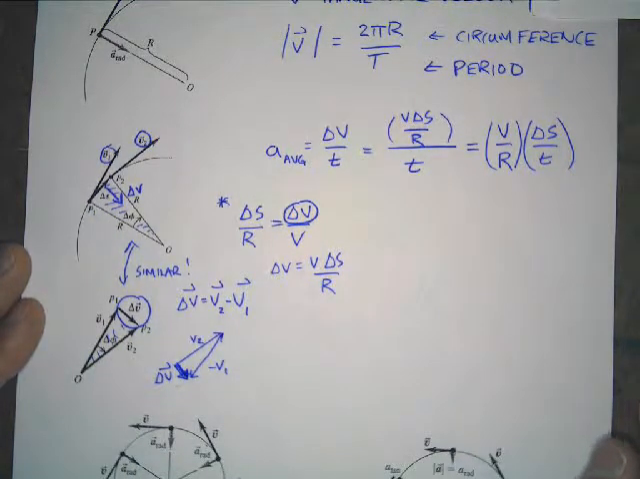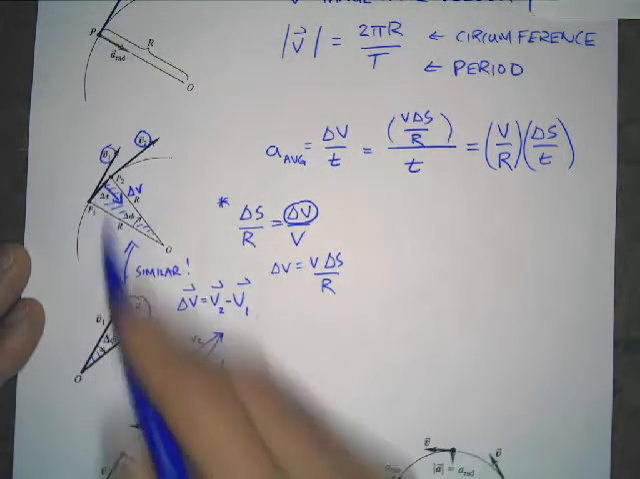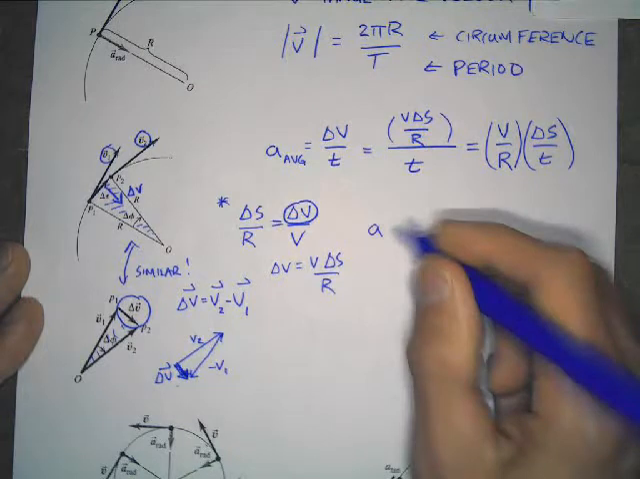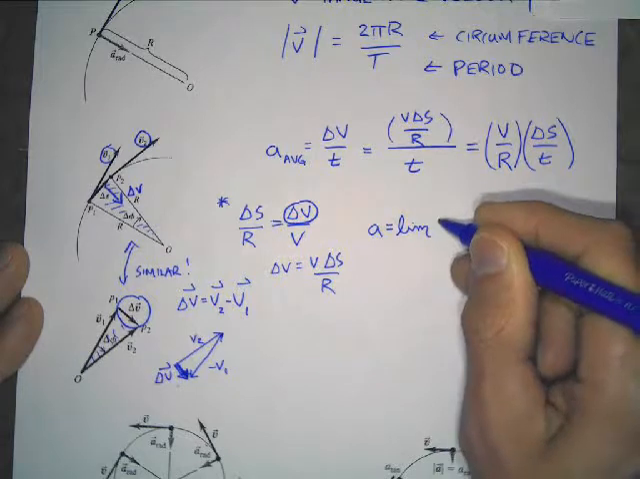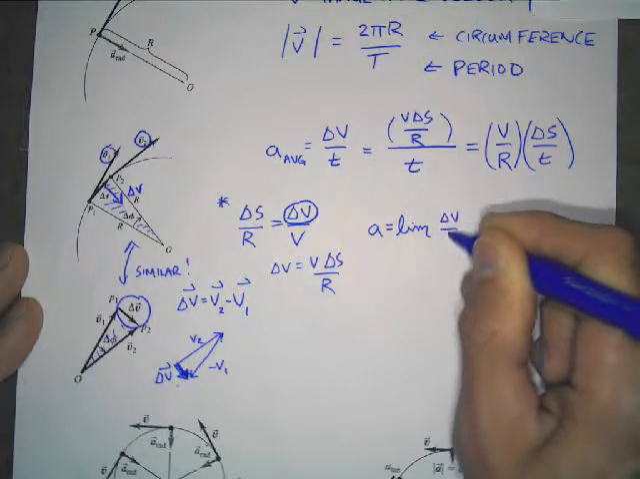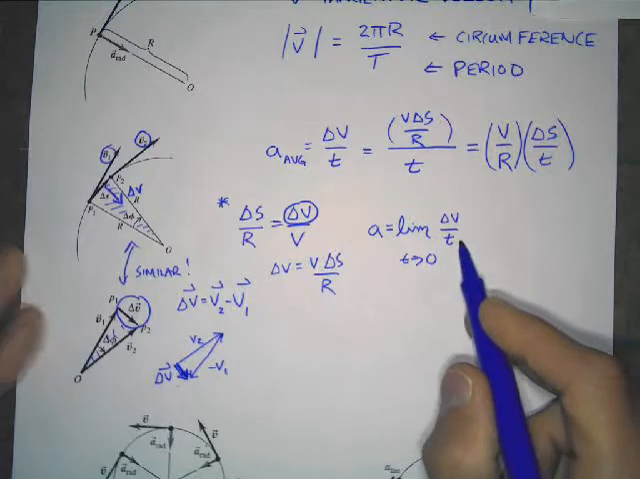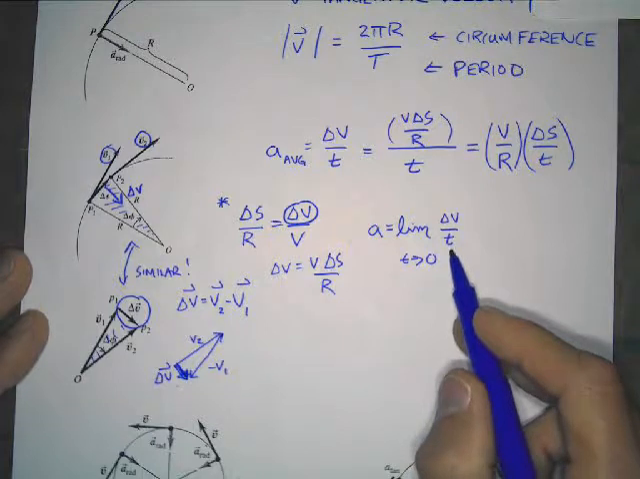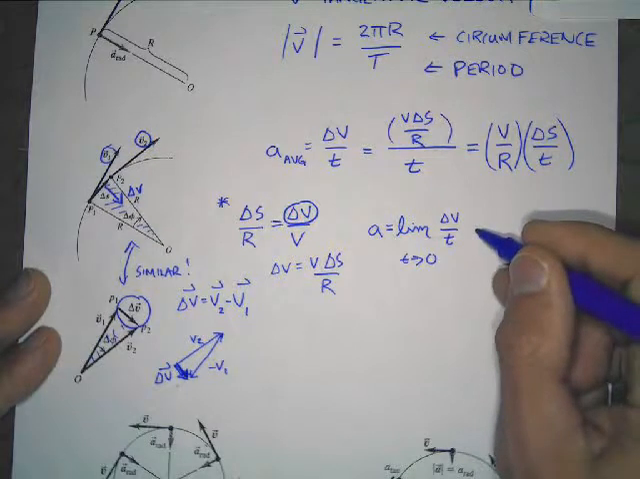Now, what we're really interested in doing is taking that average and shrinking it down and going for a really, really skinny triangle. So we want an instantaneous acceleration. And of course, you can find that by taking the limit of delta V over T as T goes to 0. Okay? So we're going to take the limit of the average acceleration as T approaches 0. This is how you find the instantaneous anything.